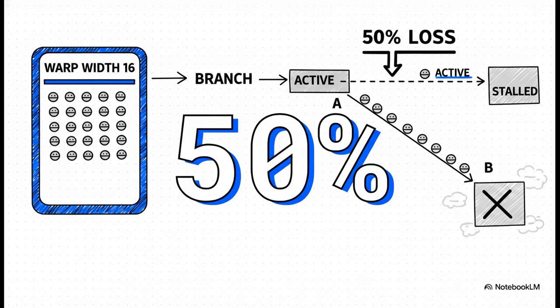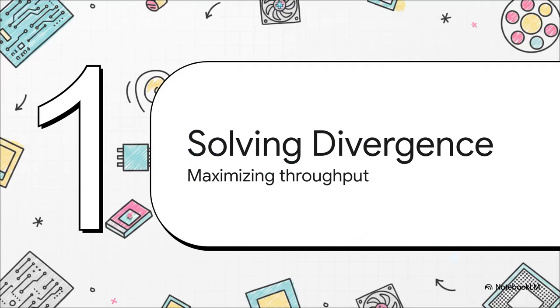To put a hard number on this, if you have a warp width of 16 and an unoptimized branch sends 8 threads down path A and 8 down path B, you are looking at a devastating 50% loss in performance efficiency. Half of your computing power is just sitting there, completely idle, waiting for its turn. No good. Finally, Section 5, solving thread divergence, organizing the factory for maximum throughput.